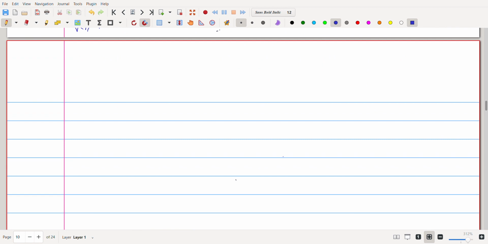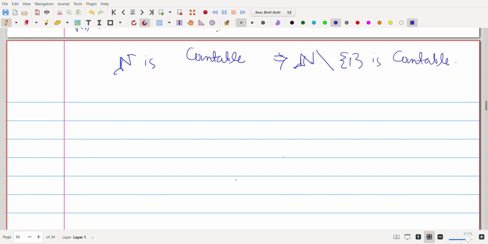Now the second one is slightly tricky, but we can do it. How do I define it? I will define it starting from A2 and I will define A1 later. So how do I define it? So see, N is countable. This will imply N minus singleton {1} is countable, and P is defined as the set of all primes.